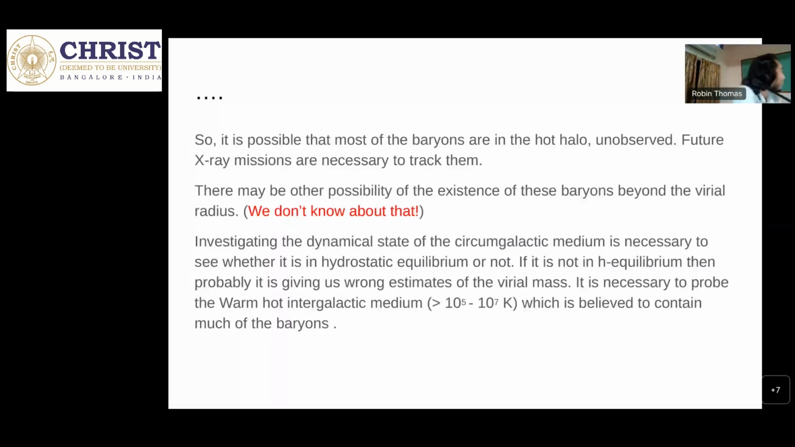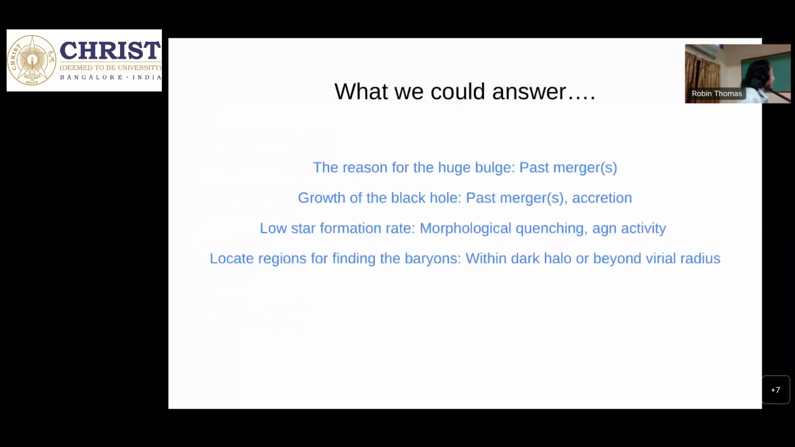So these are things I could probably answer. The reason for the huge bulge: probably fast mergers, growth of the black hole, past mergers or accretion, probably intermediate Eddington rate accretion. Low star formation is from morphological quenching and AGN activity, and I don't know how much stellar feedback, like supernovae and all, has an effect on the galactic scale. It may suppress the star formation on the local scale, but on the galactic scale I don't know how much its effect is.